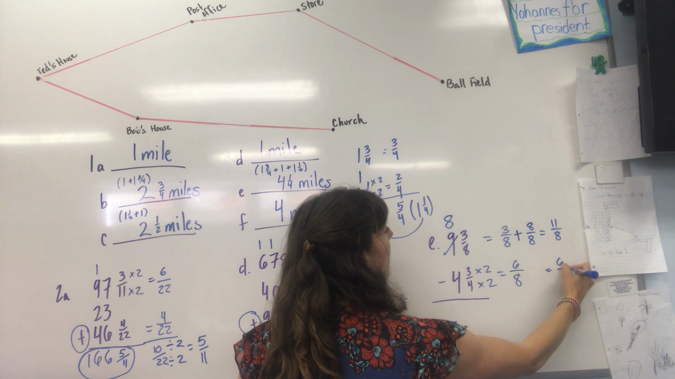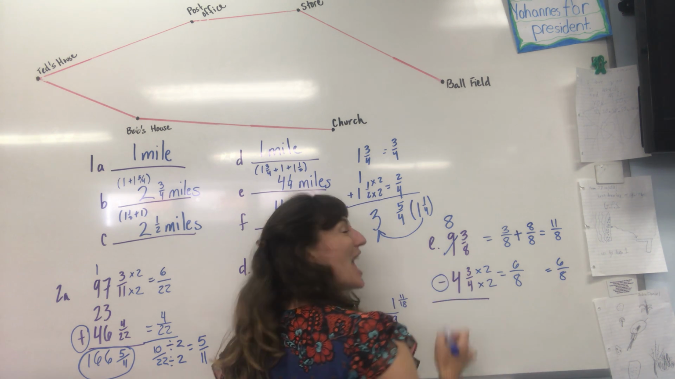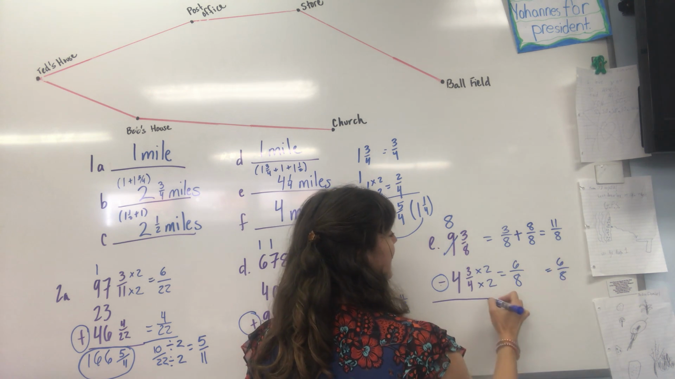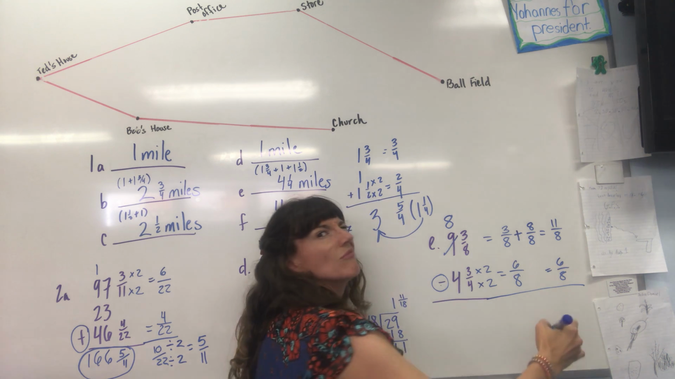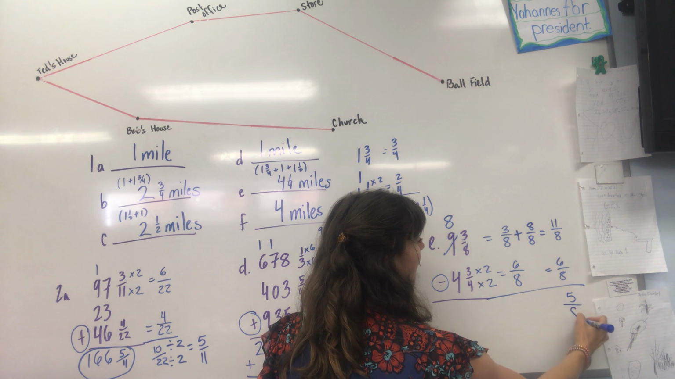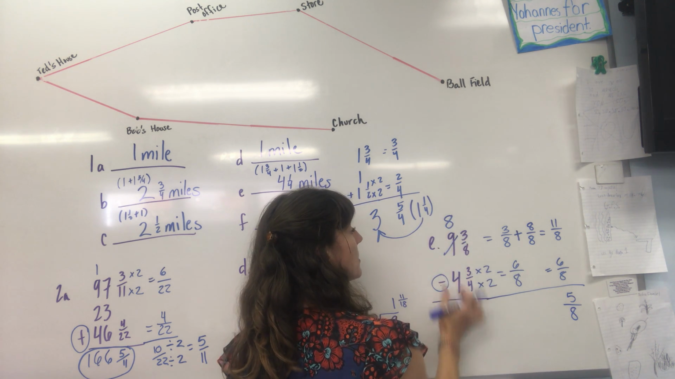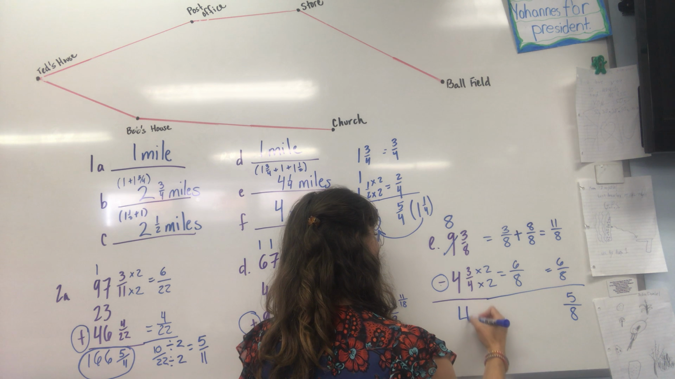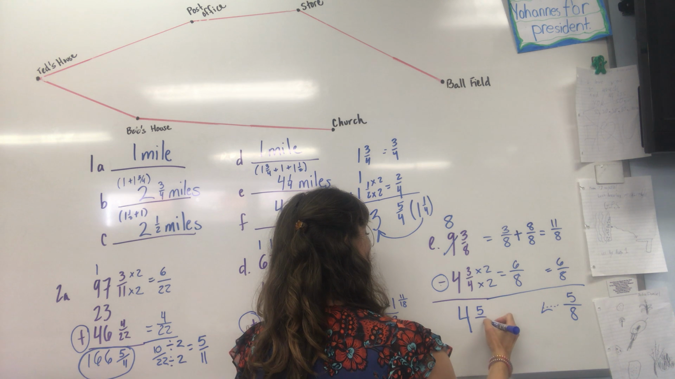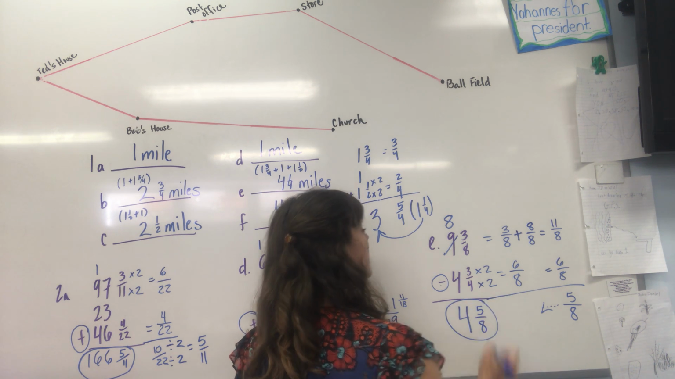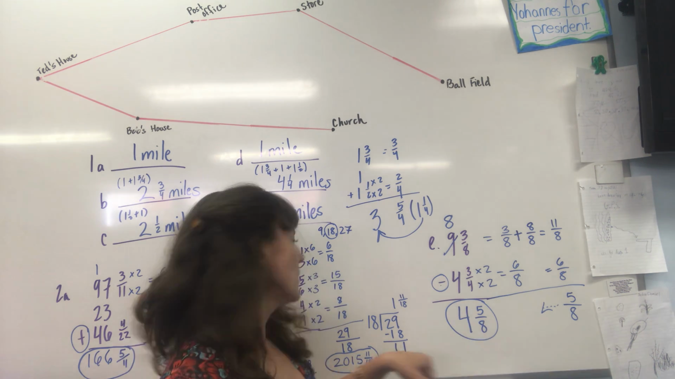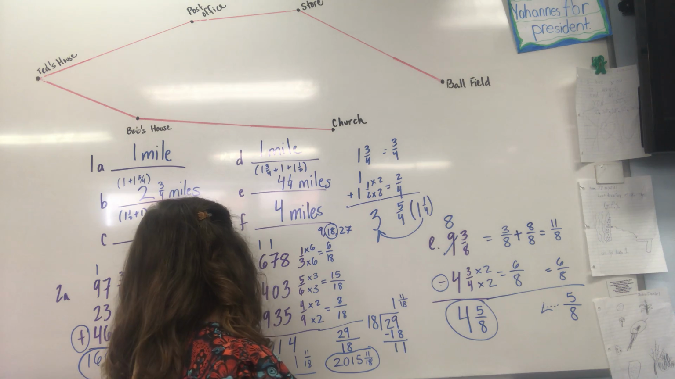I bring the bottom one over, triple check my mathematical process, subtract. 11 minus 6 is 5. And my new denominator is 8. And now I subtract my whole numbers. 8 minus 4 is 4. I bring this back, okay? 4 and 5/8. Do I need to reduce 5/8? No. Do I need to reduce 11/8? No. I reduced that one already.